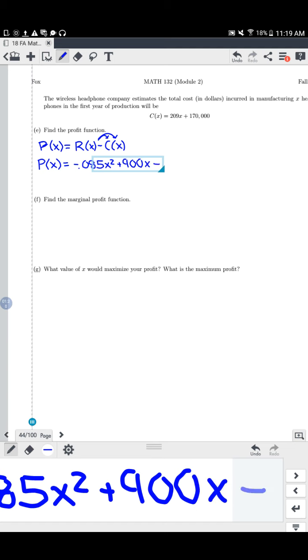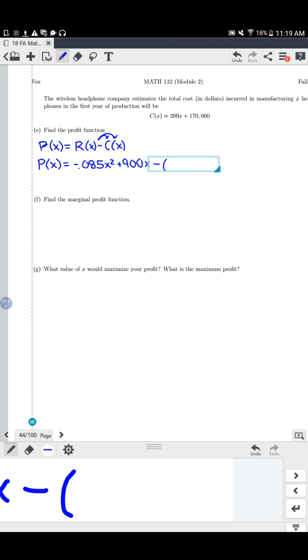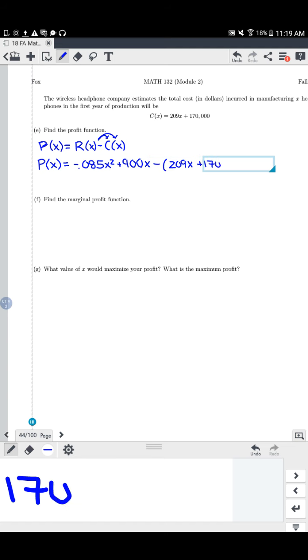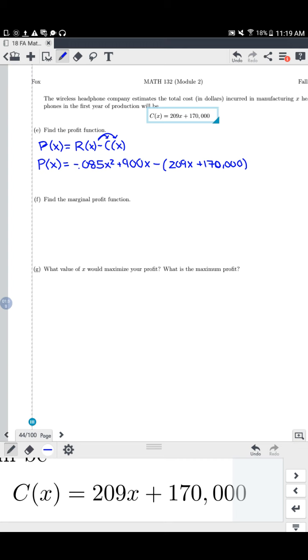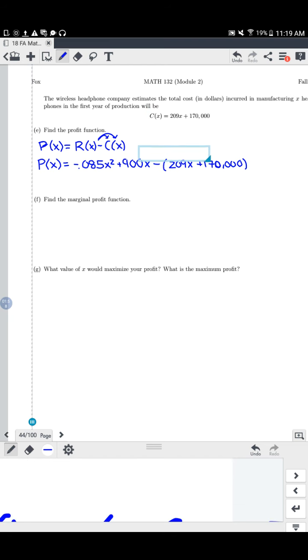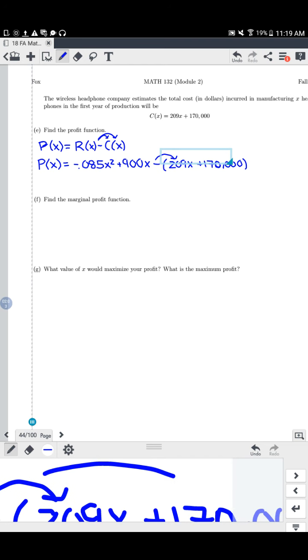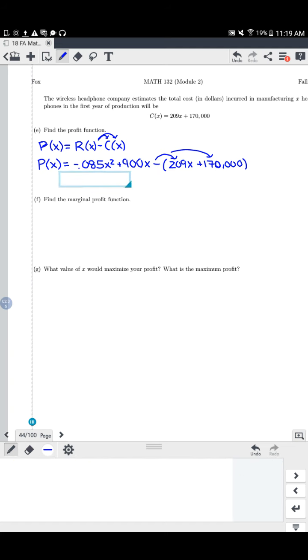And I need to subtract the entire cost function, not just the first term. So I'm going to subtract the whole cost function. I'm going to put parentheses in. It's 209x plus 170,000. And that was just given to me in the problem. I didn't have to find it like I did the revenue on the page before. So I'm going to find the profit function by just distributing now. I'm going to take this negative and subtract not just 209x, but also this 170,000.